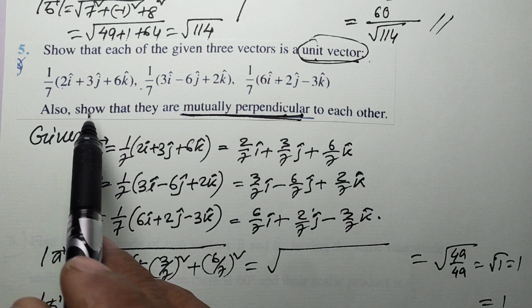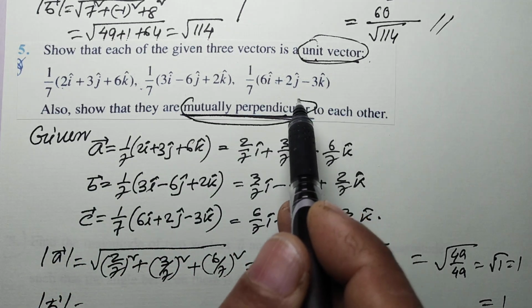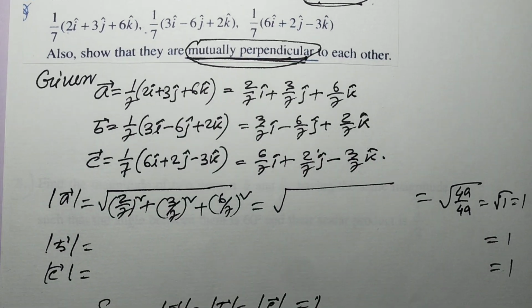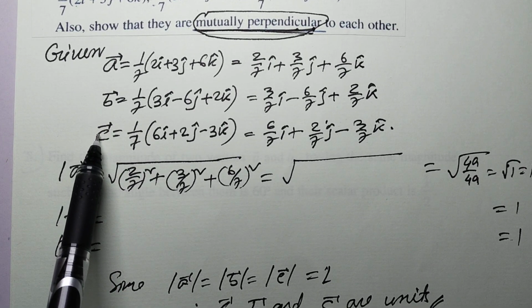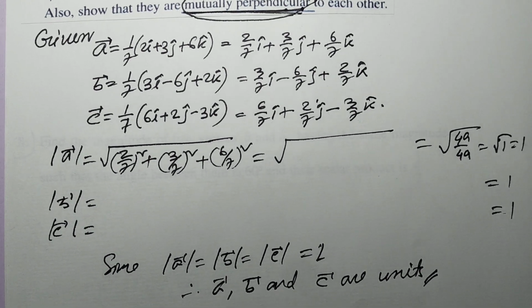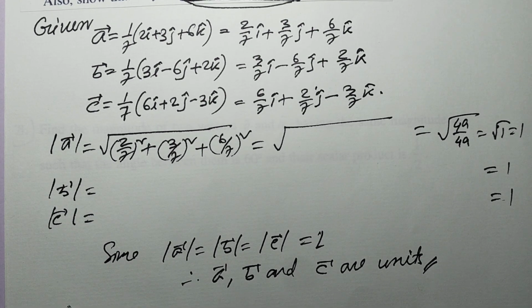Now the second part, we are asked to show that they are mutually perpendicular. Perpendicular vectors means their dot product must be 0. Mutually means A dot B must be 0, B dot C also must be 0, and A dot C also must be 0. So the second part I'll solve. First I'll find A dot B.